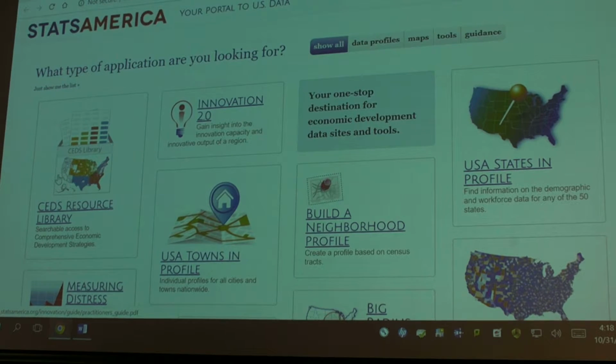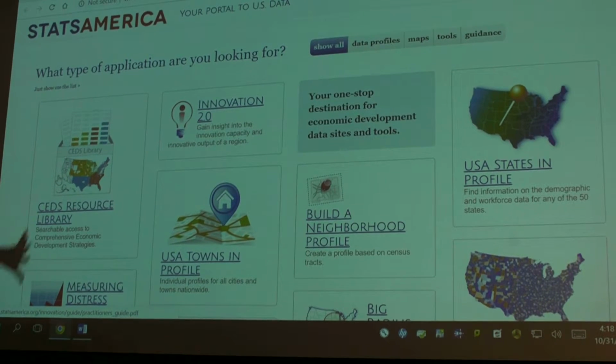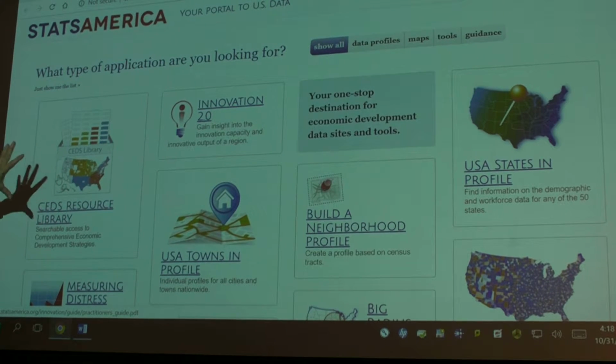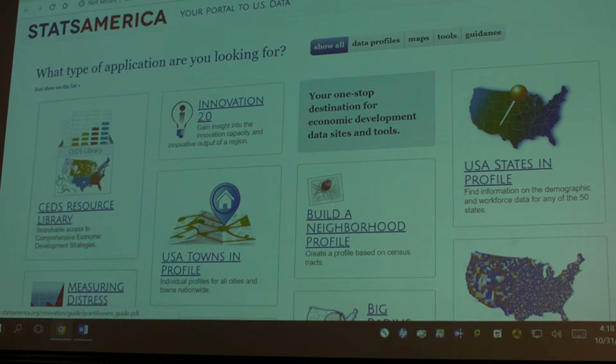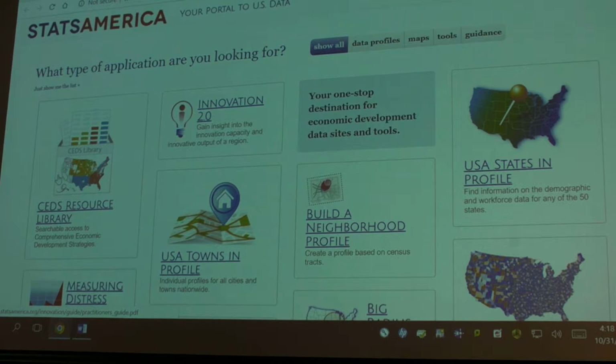Stats America is maintained by the Kelley School of Business at Indiana University. So they're collecting all this information, mostly from the government, and they're making it easy for you to find. Each one of these boxes opens up a page that's interactive. It lets you play around with clicking on different things to get to exactly what you want.